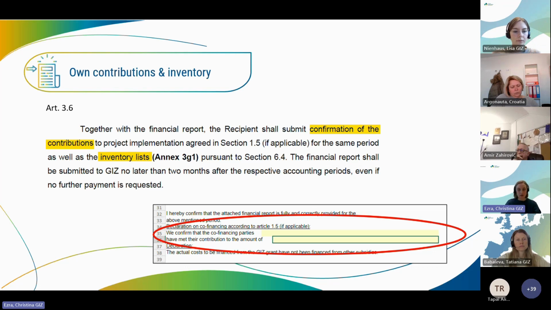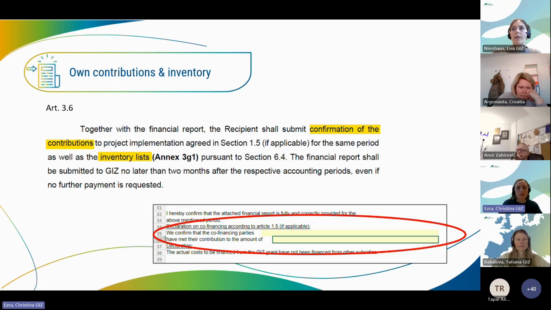This is important in case your project will be audited. And please also note in this context Article 1.5 of the contract, you don't see it here now in the presentation, but it's also a very important article that says that if your own contributions will be less than stated in the contract, GIZ is entitled to reduce its own grant in the same proportion.